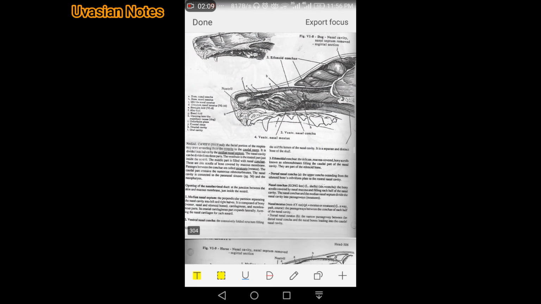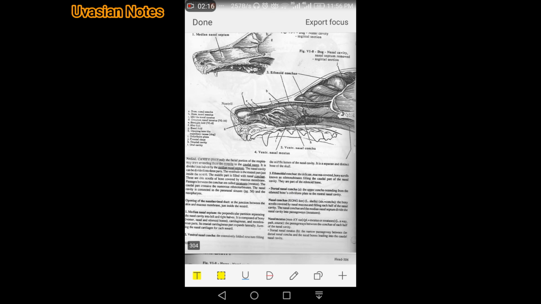Then the nasal cavity proper. The external nares lead to the nasal cavity proper. This is the median nasal septum, we talked about earlier, dividing the whole cavity into two halves.